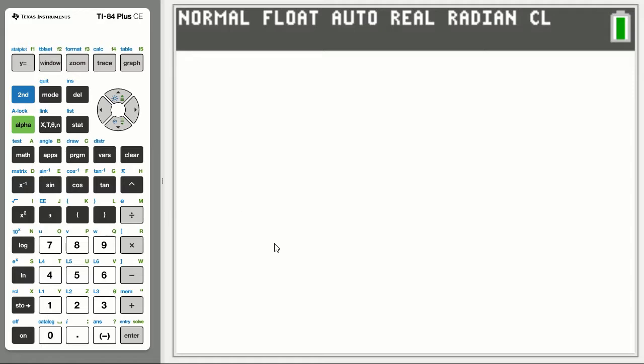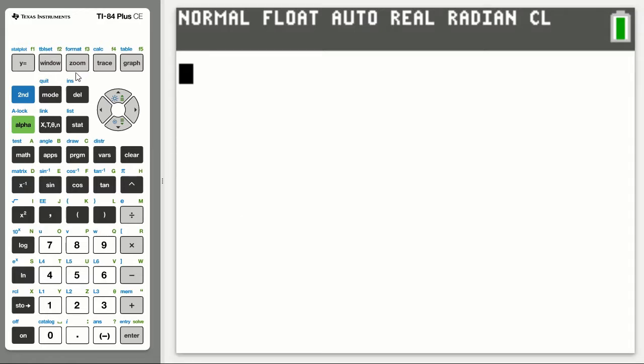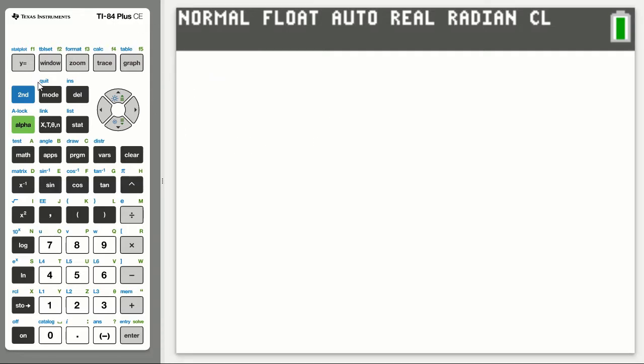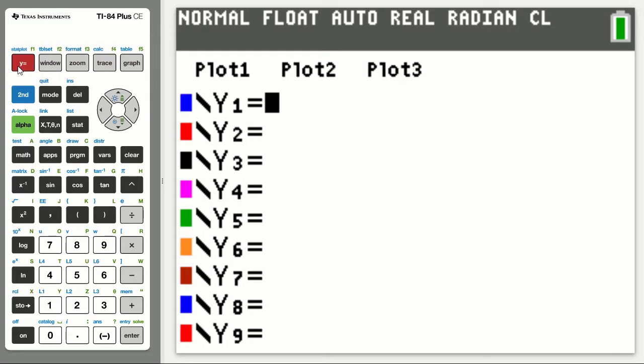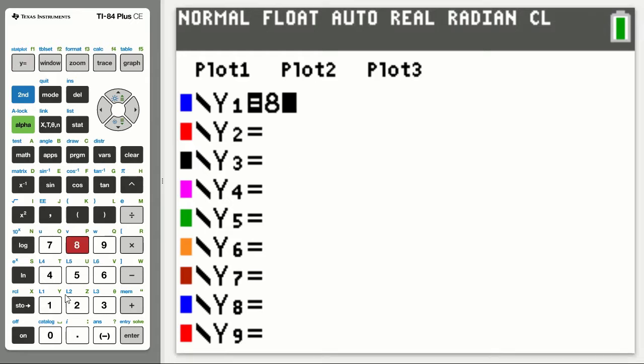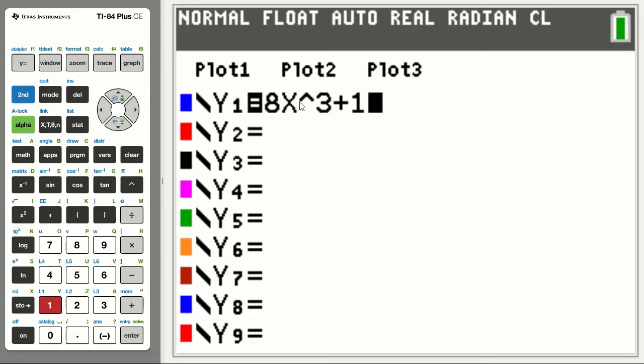And for anyone that's using the TI calculator, TI-83 or 84 Plus CE, like I'm using here, it does the same functionality. So you go to Y=, and now you're going to type in 8x cubed plus 1. That's your function for f of x.